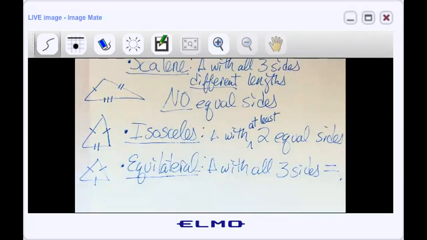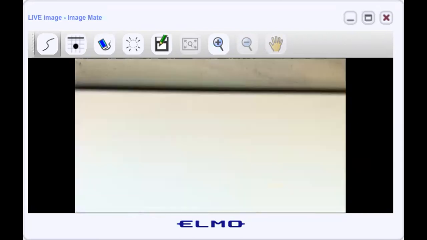Okay, so now let's take a look at a couple of triangles and we'll just classify them, okay? Okay, so let me draw you a couple.